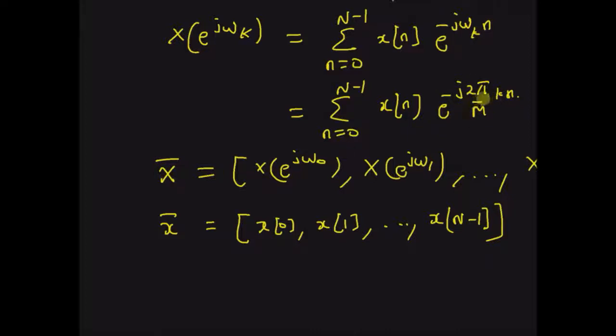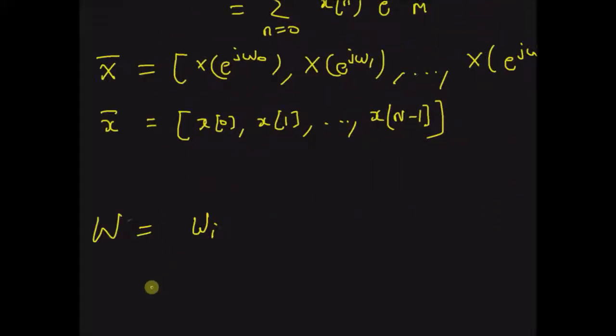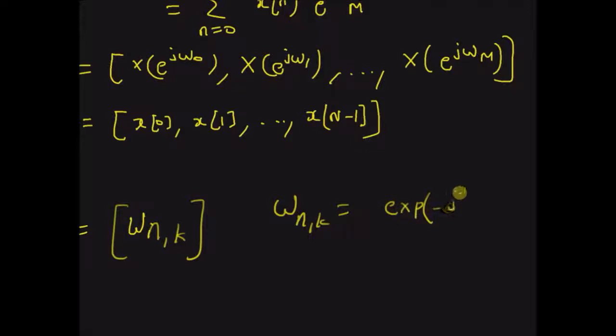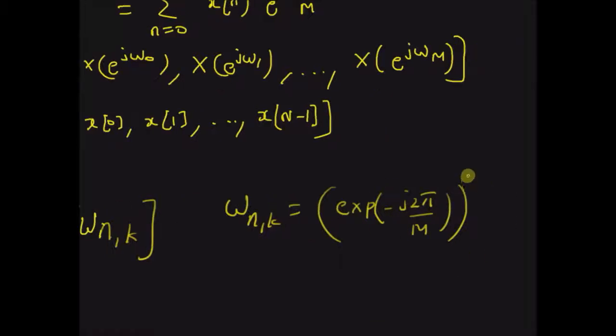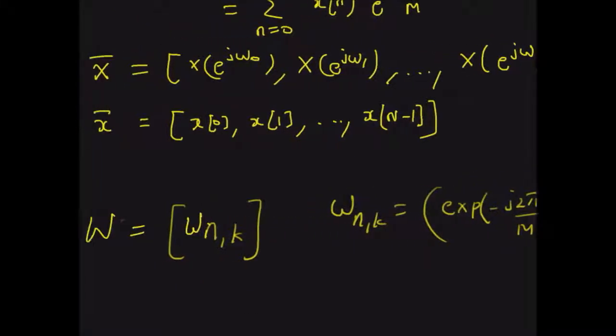So the transformation is basically a linear transformation, which we define as a new matrix W. Now W, the matrix that transforms the input sequence x bar to the output sequence X bar, is basically a matrix of size N by M plus 1. So the elements are W of n comma k, where W of n comma k is defined as exponential of minus j 2 pi over M power n times k. So this is the element of the matrix W, or the nkth element of the matrix W.